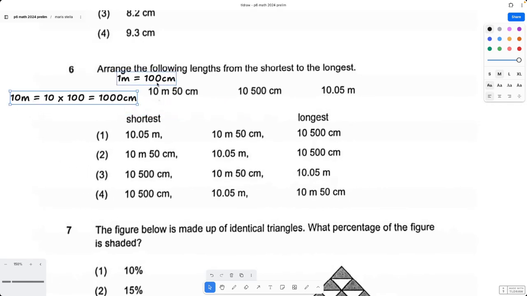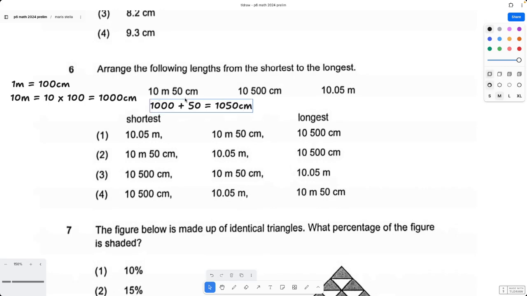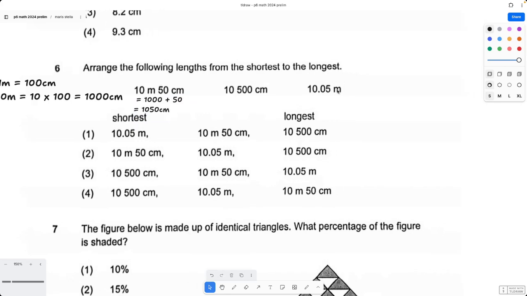So this will then become 1000 plus 50, so 1050 centimeters in this case. There we go, so this is equal to 1050 centimeters. Let me put this here and make it smaller. Hopefully we can see this. Yes, we can. Okay, let's move to 10.5.